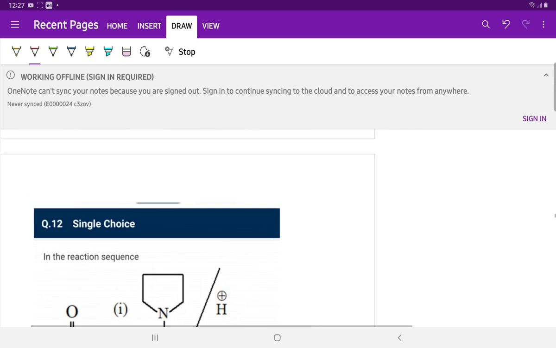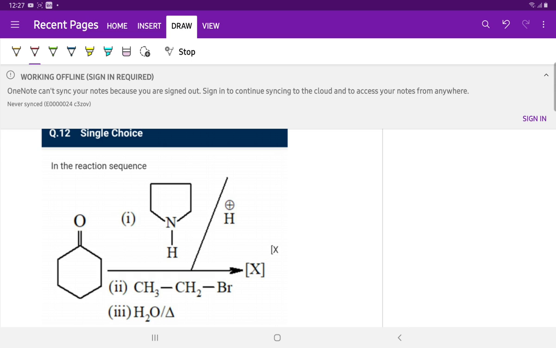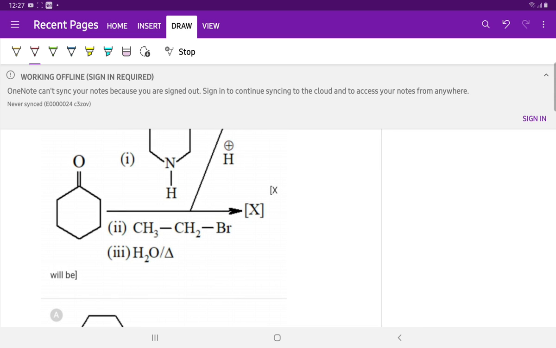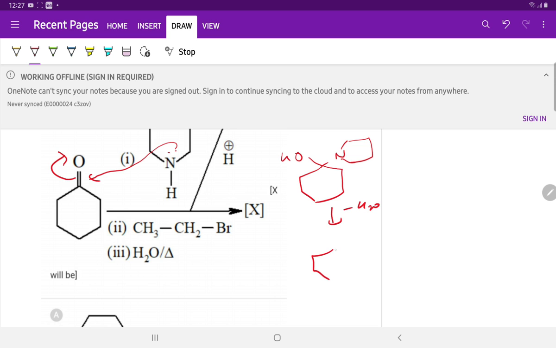Question number 12. Stork enamine synthesis. When a 2-degree amine reacts with an aldehyde or ketone, an enamine will be formed. The mechanism of this reaction is that this lone pair attacks this carbon, the product is this carbinolamine with OH and N, and on dehydration they will form the enamine.